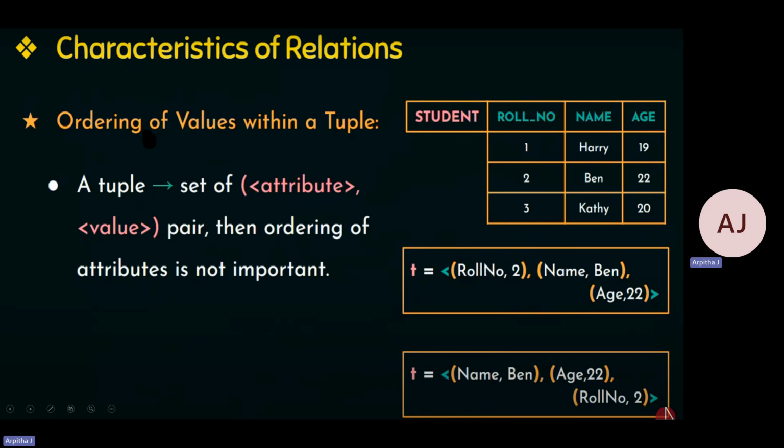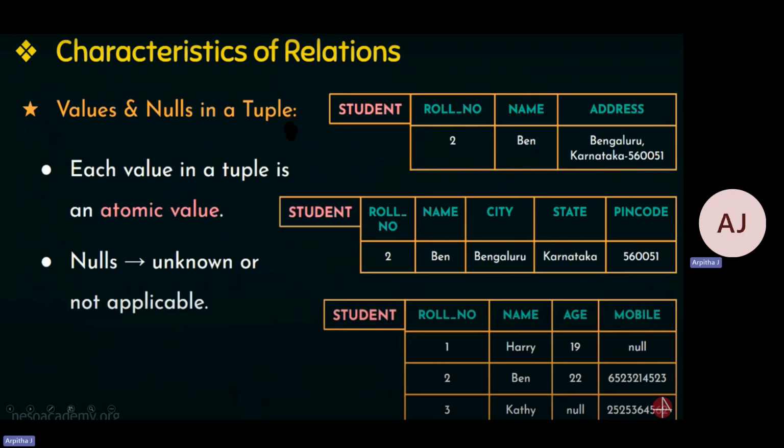This is one more characteristic of a relation, that is, of a table. What is the first one? Ordering of tuples within the relation. Next one is ordering of values within the tuple. Any doubt here? I'm telling a story over here.